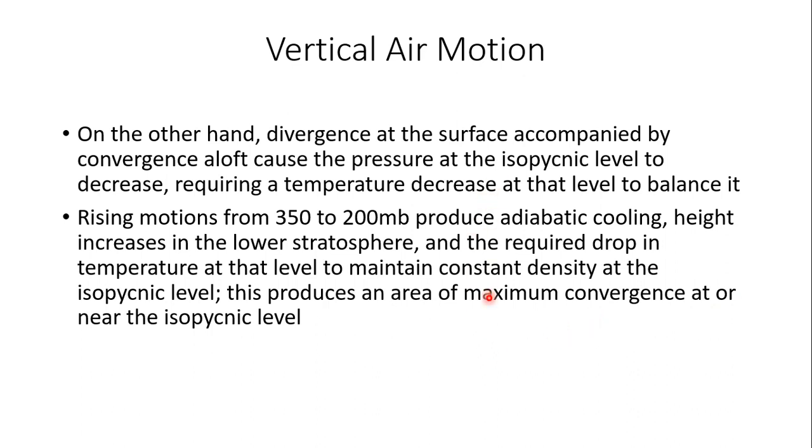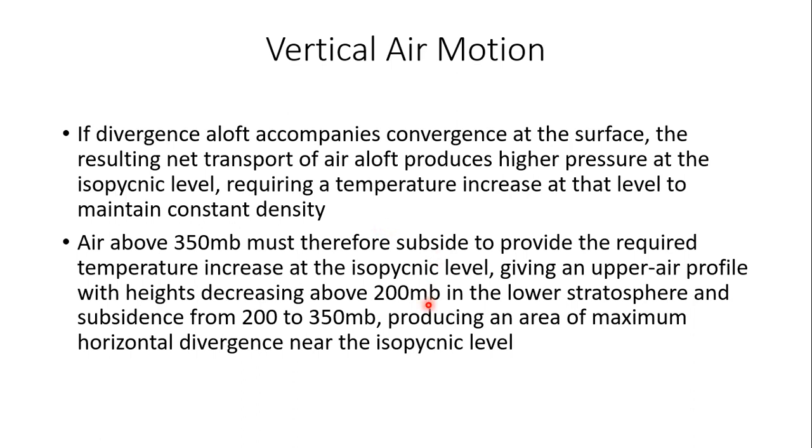So again, vertical air motion can be a very complicated subject in general, but all these processes work together. In this case, to maintain constant density, the temperature and the pressure are directly proportional to each other at the specific level, the isopycnic level. So whenever we have an increase in pressure, the temperature has got to increase. And as a result, the air is going to sink. As air sinks, it warms. That's going to allow the isopycnic level to maintain that constant density.